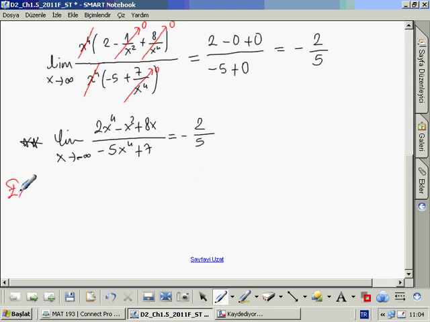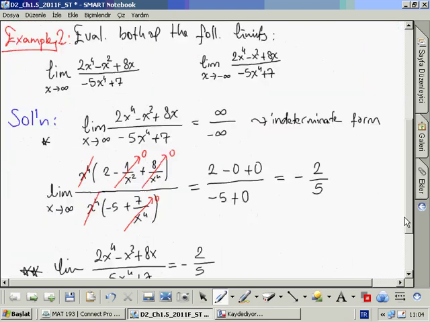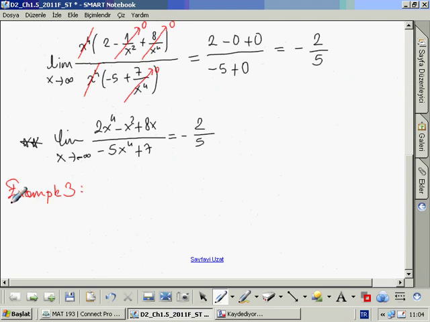The example, this is example 3, I think, and the previous one was example 2, right? The first one was in the previous lecture.